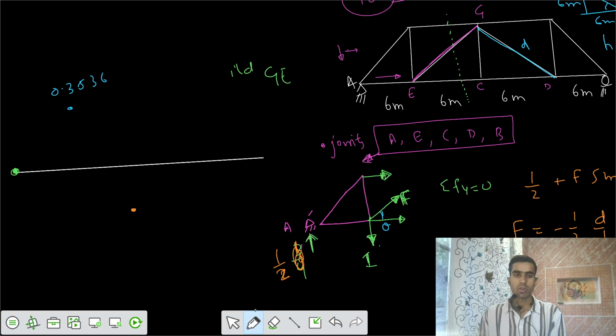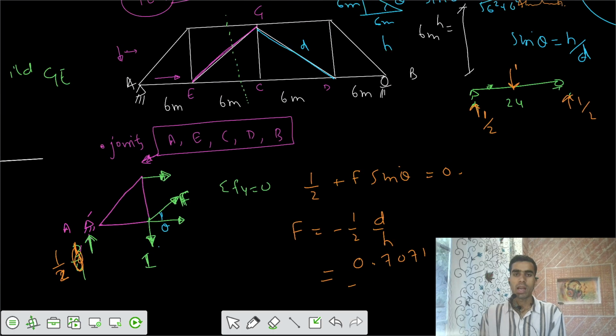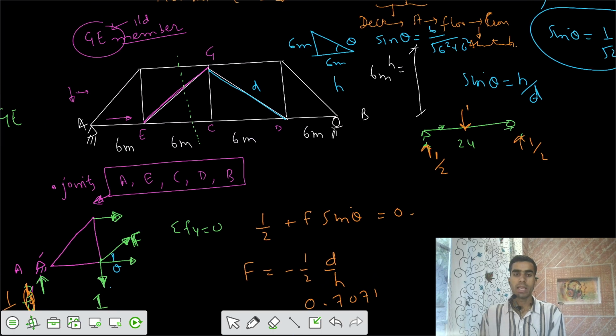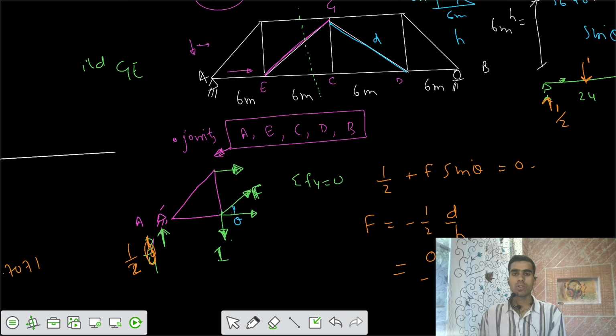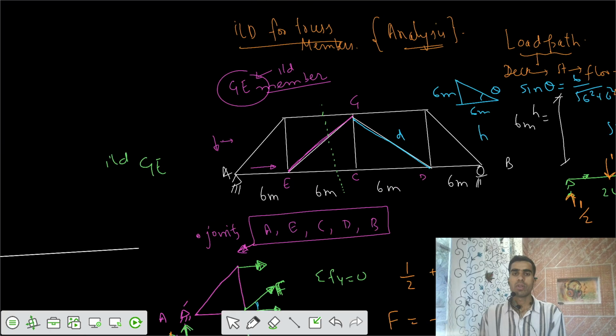So you got a value of 0.7071 somewhere here, that we also represent by xd by lh. Let's have that 0.7071. After that, you have to apply the load at point D. Actually, there is no need now.